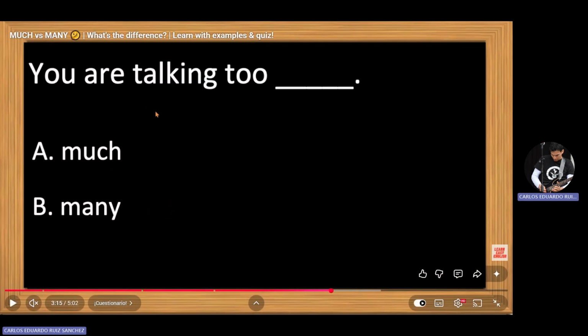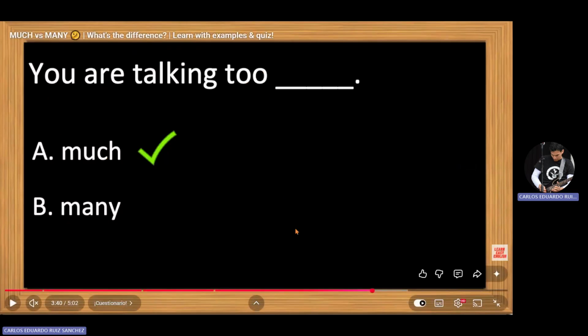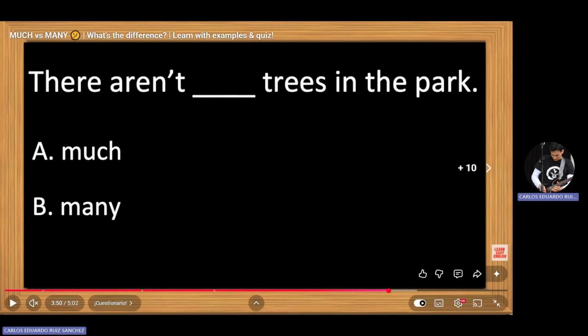Siguiente. You are talking too many or too much. You are talking too much. ¿Qué ocurre aquí? Yo no puedo contar cuánto estoy hablando, pero sí puedo decir que estoy hablando mucho. ¿Mm? Es incontable, ¿ok? Talking, el verbo. No puedo contar el verbo de cuánto estoy hablando. Esto suena un poquito raro, pero es así.